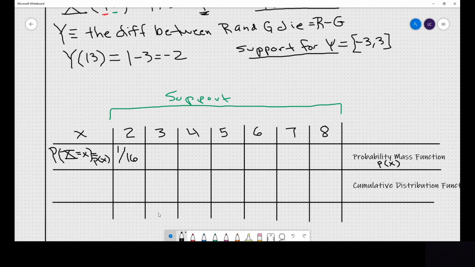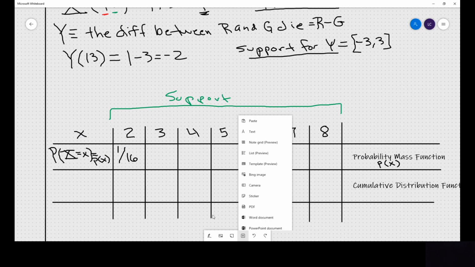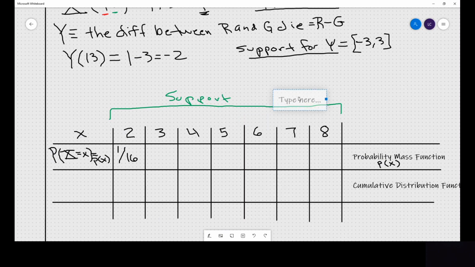Now you might ask yourself, why in the world did I put 1 over 16? Well, we have an assumption that we didn't say here, right? So I could probably type the assumption in here. My assumption is, think about it for a second, and it's probably that we have a fair die. Fair die.